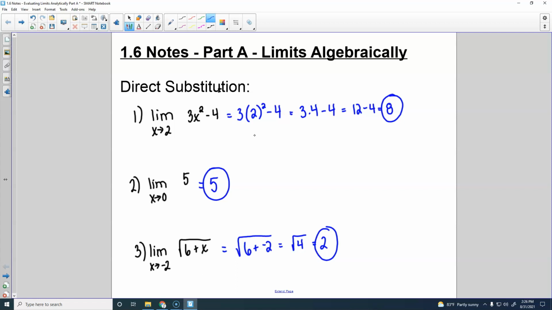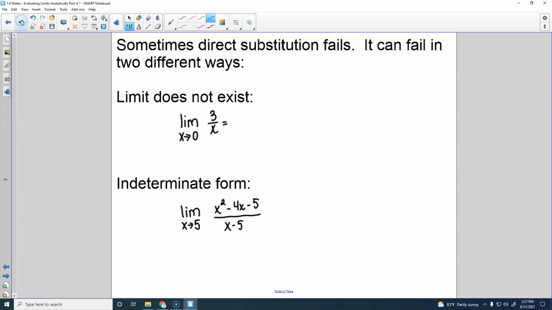Okay? Questions? Alright, now, believe it or not, direct substitution is not all we're going to do in this section. Sometimes it is going to fail. I know you probably thought it was going to be that easy the whole time, but unfortunately, it is not. So there are two ways that direct substitution can fail. I'll give you a second so you can copy this down and then we'll look at it.